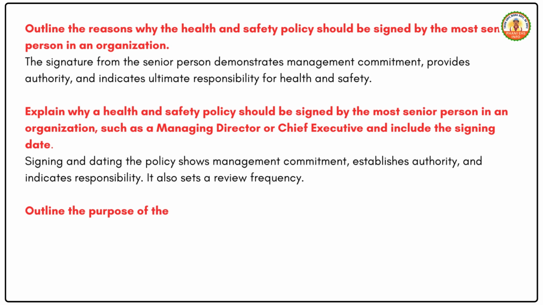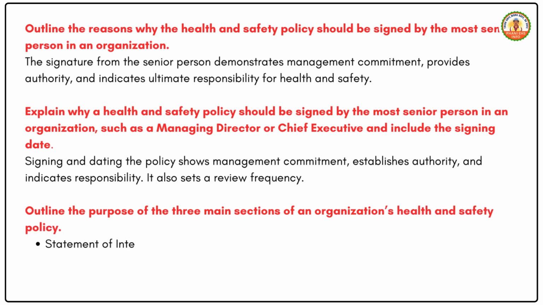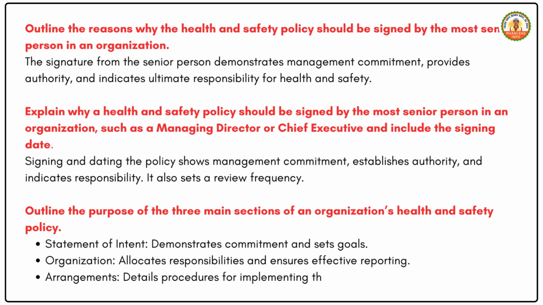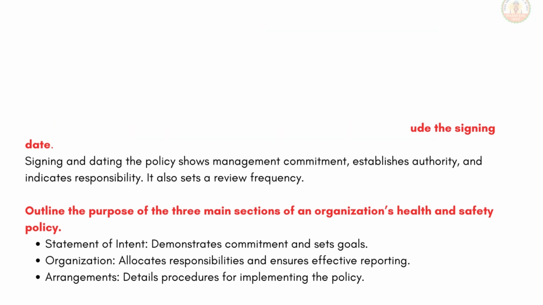Outline the purpose of the three main sections of an organization's health and safety policy. Statement of intent demonstrates commitment and sets goals. Organization allocates responsibilities and ensures effective reporting. Arrangements details procedures for implementing the policy.